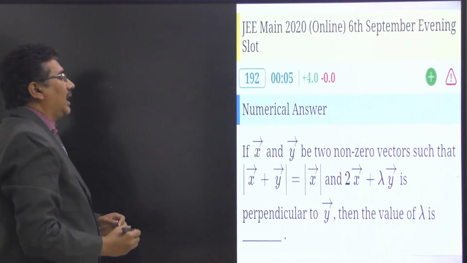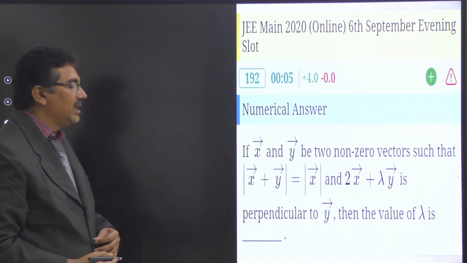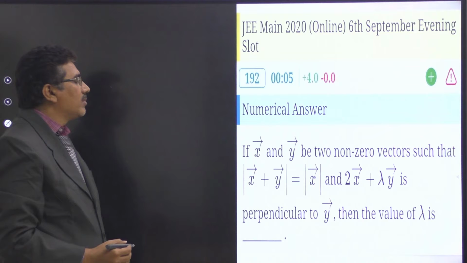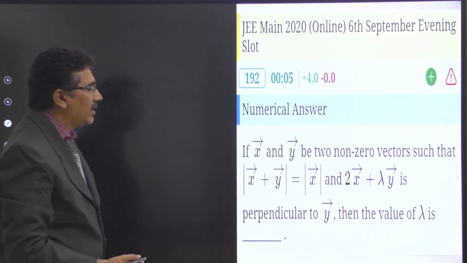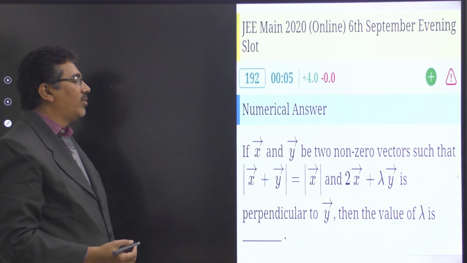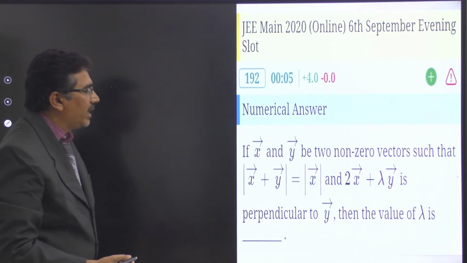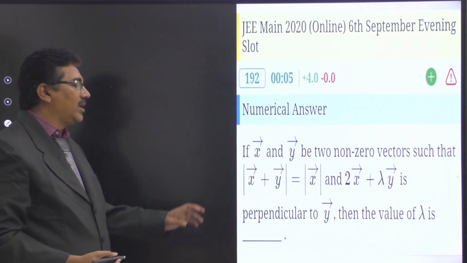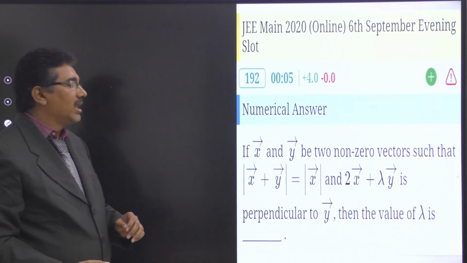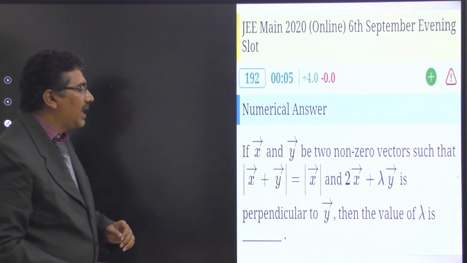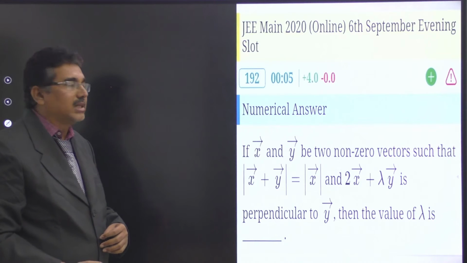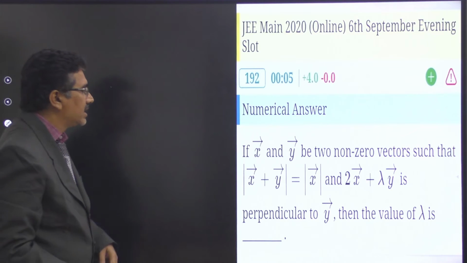Now let us see another one, a very simple question. If modulus of x bar plus y bar is equal to mod x bar, and 2x bar plus lambda y bar is perpendicular to y bar, then the value of lambda is. Right, very basic concept involved in this.